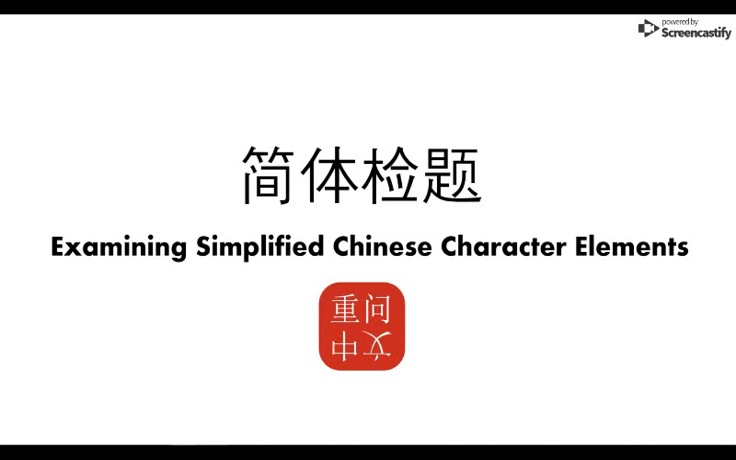Your Chinese classroom. Today's topic is examining simplified Chinese character elements, or as I call it in Chinese, 简体. So 简体 is the simplified version of the Chinese characters used in mainland China, whereas 繁体 is the unsimplified version used in Taiwan, Hong Kong, Macau, and other areas.